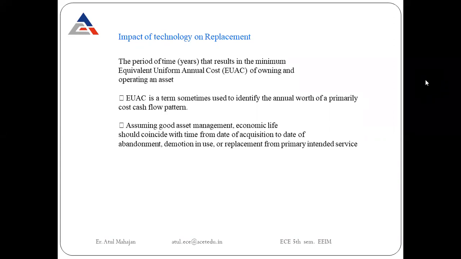EUAC is a term sometimes used to identify the annual worth of a primarily cost cash flow pattern. So it is a term used to identify the annual worth of primarily cost cash flow patterns. That is one of the major things we can say. Okay, so it is a term that identifies the annual worth of any product: how much I am getting out of that product annually.